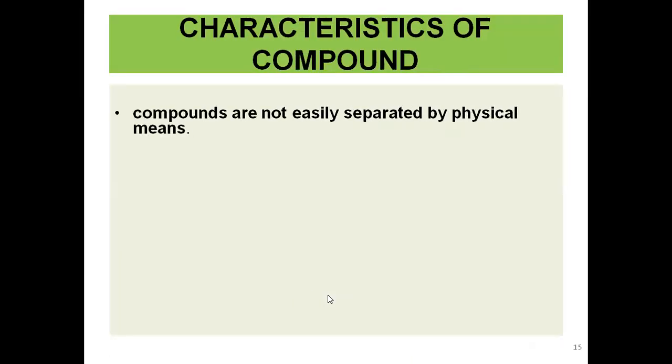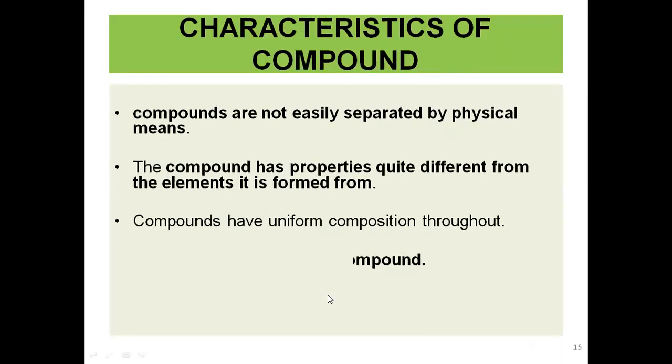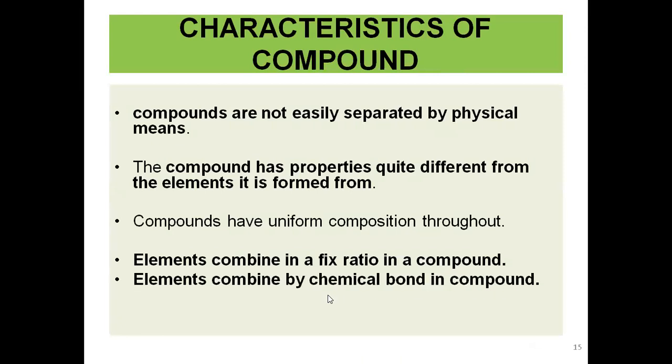Now we come to the characteristics of the compound. The first is that compounds are not easily separated by physical means. Why are they not separated by physical means? Because they are formed by a chemical process. That's why we can separate a compound by a chemical process. We cannot separate it by a physical process.